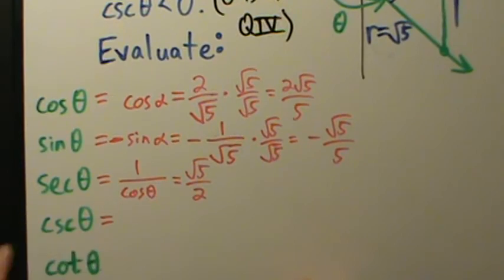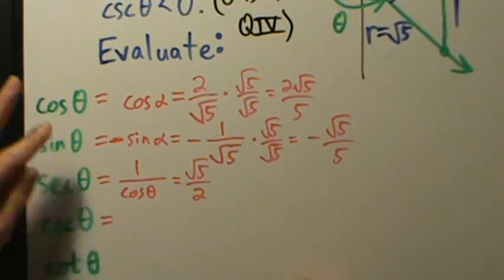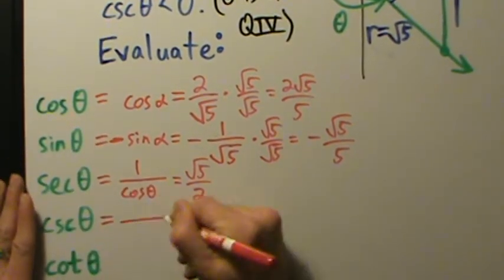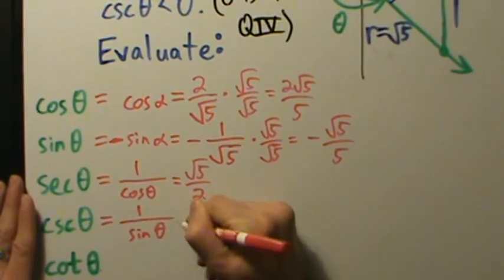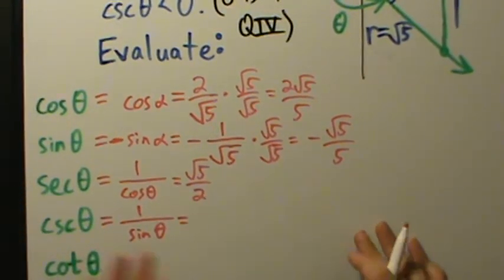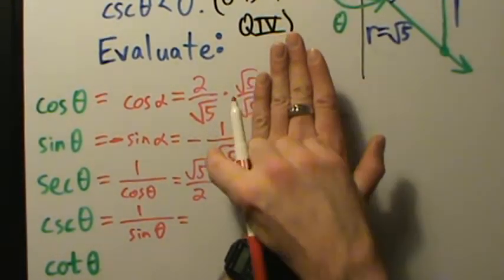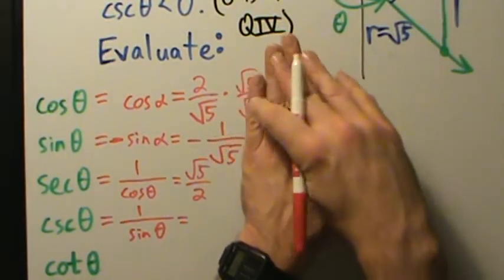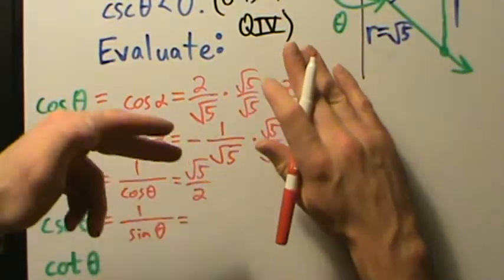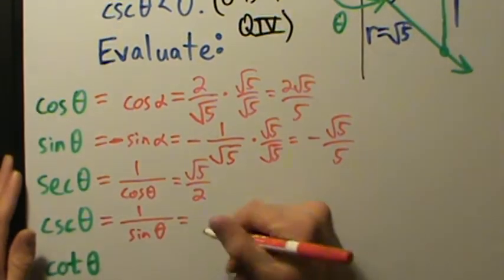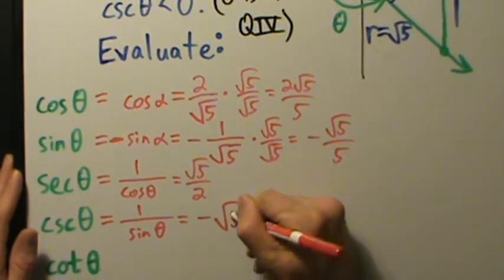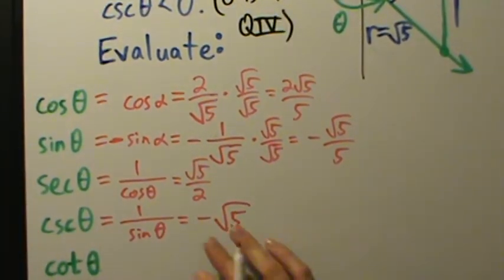Cosecant of theta, what's the cosecant of theta? Cosecant of theta is the reciprocal of the sine, so cosecant of theta is 1 over sine of theta. What's the sine of theta? It's negative 1 over root 5, we found that out earlier. So the reciprocal is negative root 5 divided by 1, or in other words, just negative root 5. So that's the cosecant of theta.